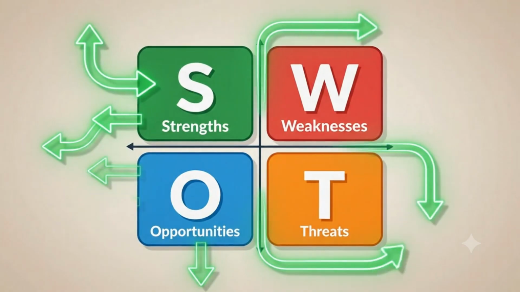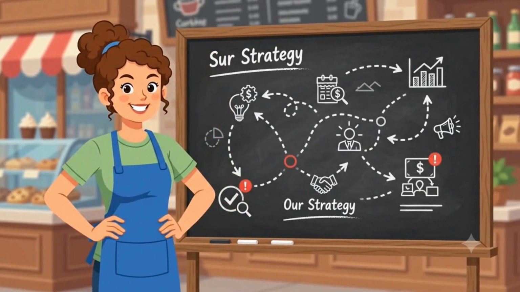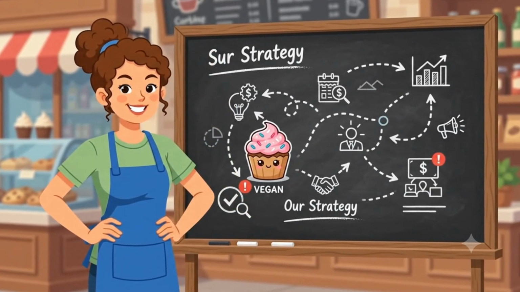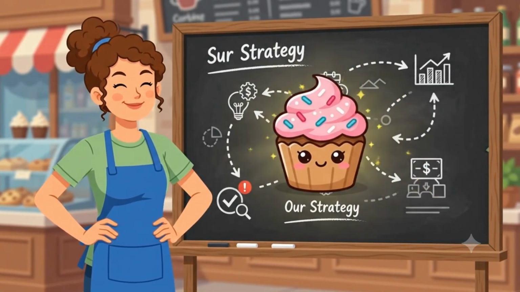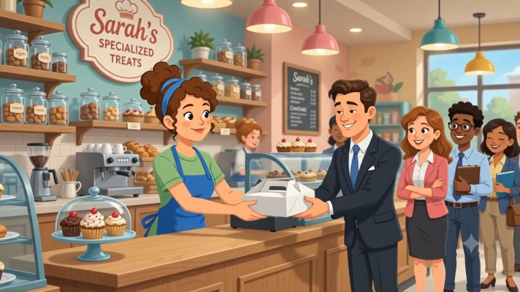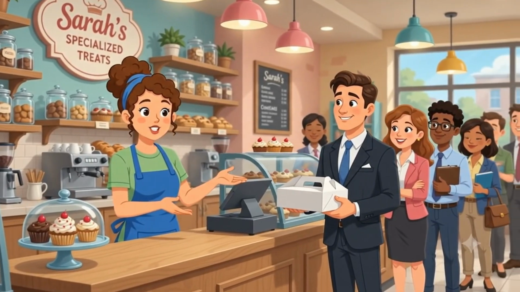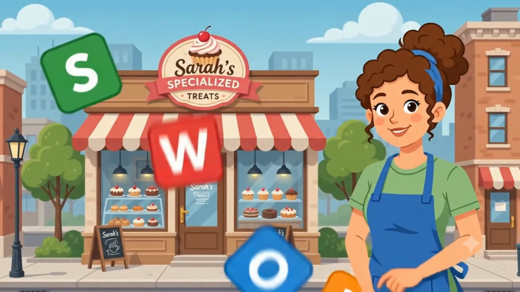The magic happens when you put it all together: you use your strengths to grab your opportunities. Sarah decides to sell her unique vegan cupcakes directly to the office workers, something the big supermarket doesn't offer. By using a SWOT analysis, she turned a scary business launch into a smart, focused plan for success.